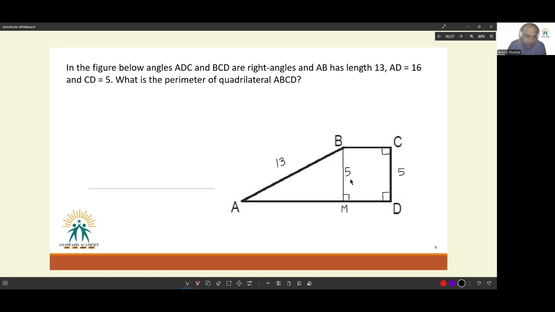One of the perpendicular sides is 5, the hypotenuse is 30. So base has to be 12. Now I know AD is overall 16, so MD will be 4. And if MD is 4, BC is also 4.